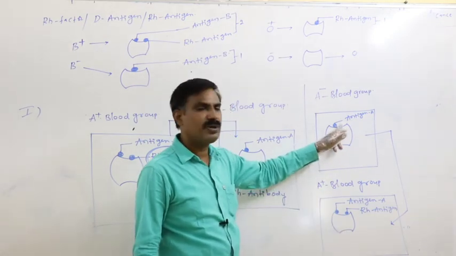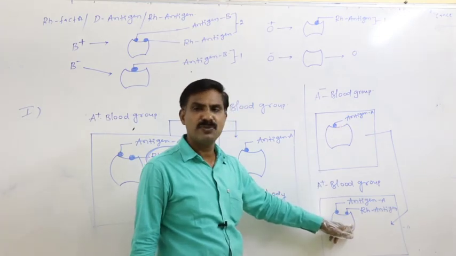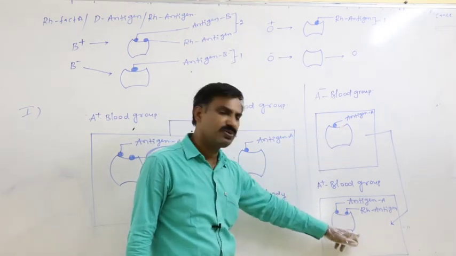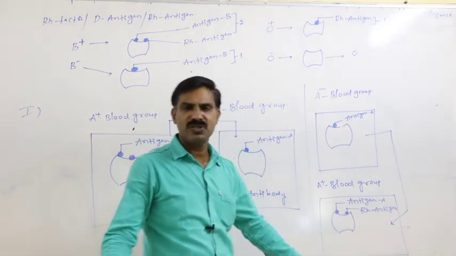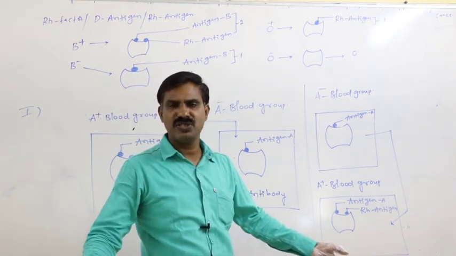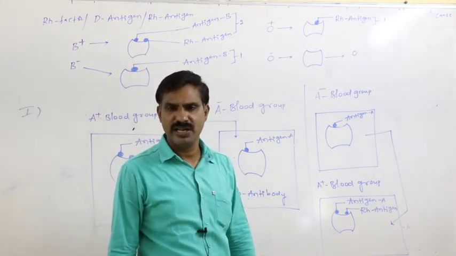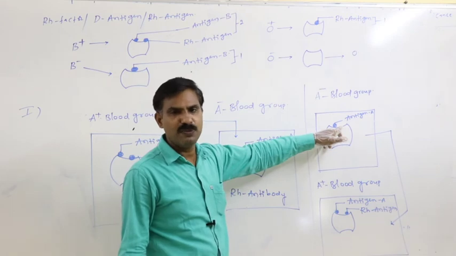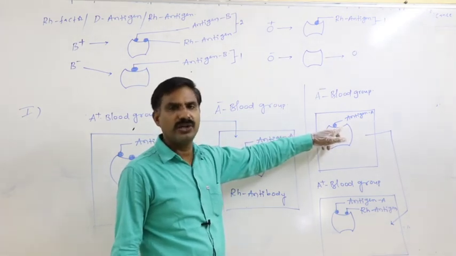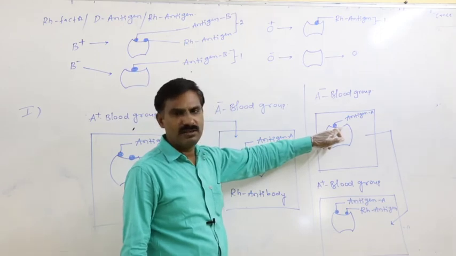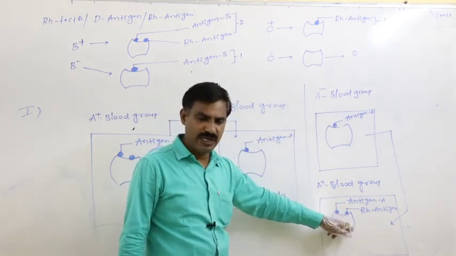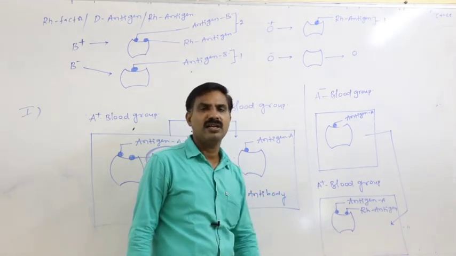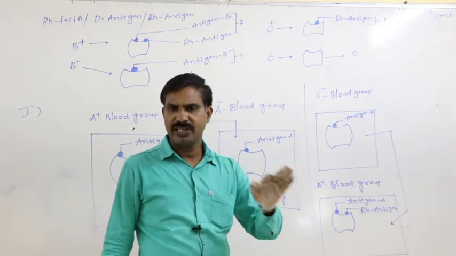This means any type of foreign particle has not entered this body. Any type of Rh antigen foreign particle has not entered this body. So his immune system does not become active. His immune system is not able to produce the antibody against the Rh antigen, because here Rh antigen is not present. Foreign particle is not present. So if we transfer negative blood into positive blood, in the positive person's body Rh antibody production does not take place.